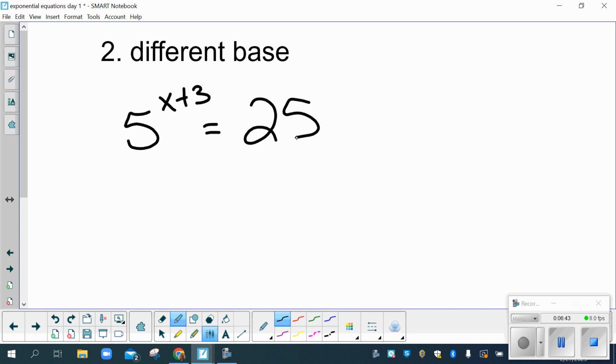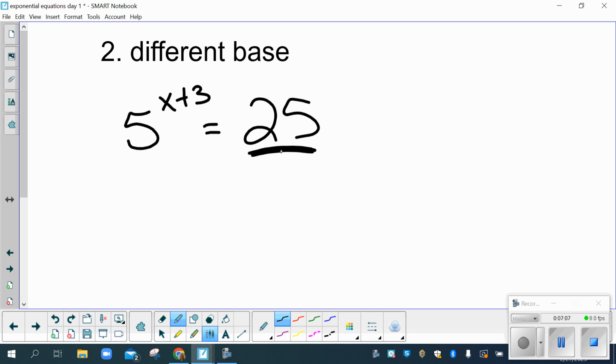But here's the problem. Those bases, the big numbers, are not the same. One is 5 and one is 25. So I can't do the crossing out thing. But let me ask you this. Can I turn this guy into a number with an exponent that has the base of 5? What number would that be? 5 to the second power, right?